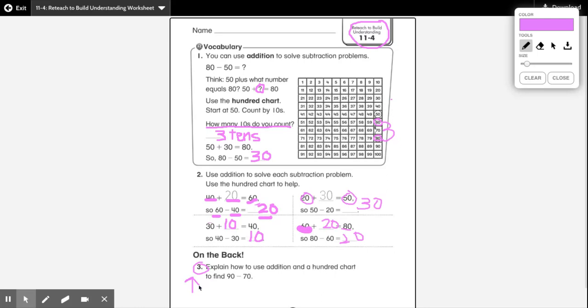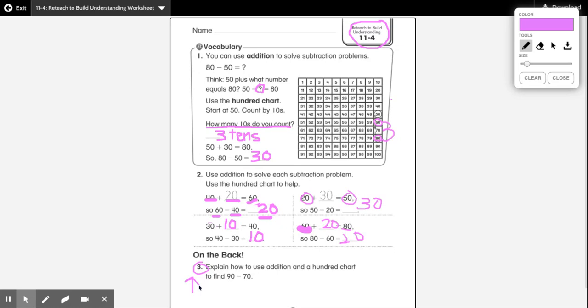So what you're gonna do is you can write it down, and don't forget to put your voice in the video so I can hear you explaining how to use addition and a hundreds chart to find 90 minus 70, okay? And for a challenge, if you like, okay, now what I'm going to say is going to be optional.